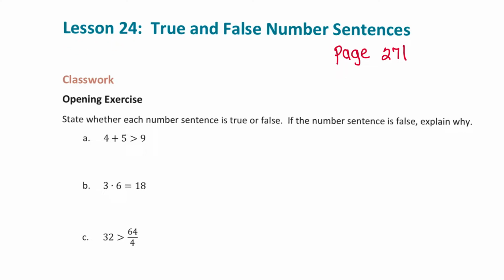Lesson 24, True and False Number Sentences, on page 271 in your workbook. State whether each number sentence is true or false. If the number sentence is false, explain why. The first thing that you need to recognize is that this is an inequality, that this side must be greater than the other side. So let's simplify the expression and find out.